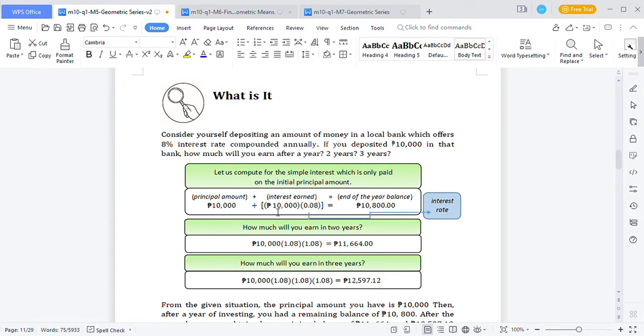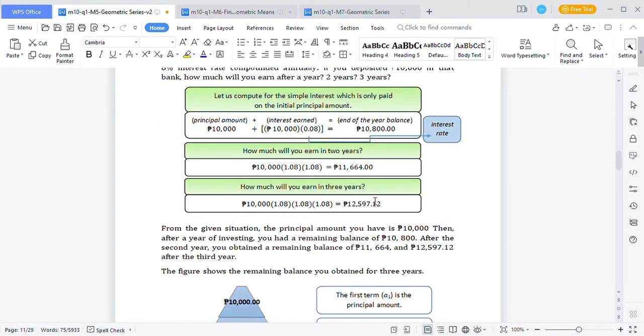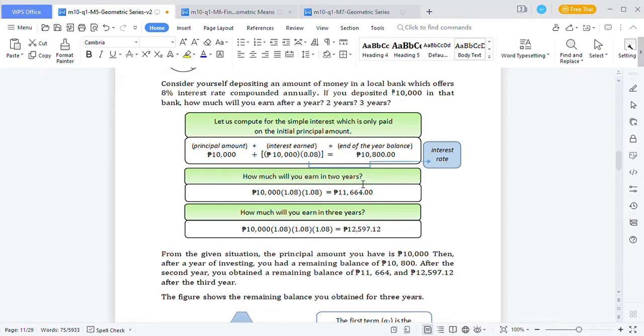So we have there the principal amount. This is how you will compute with the simple interest first. So 10,000, and the reason we use 0.08 is because 8% means moving the decimal point two places to the left, so you get 0.08. And 10,000 times 0.08 is equal to 800. And then you add 800 to 10,000. It becomes 10,800. Now, how much will you earn in 2 years?